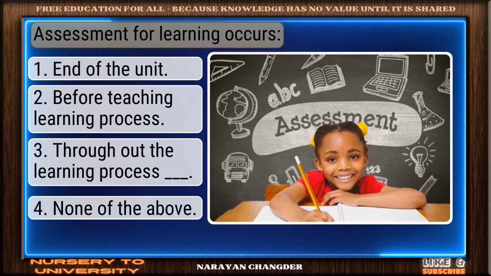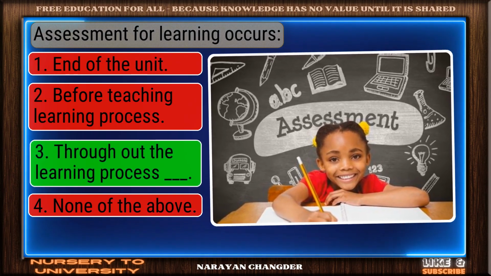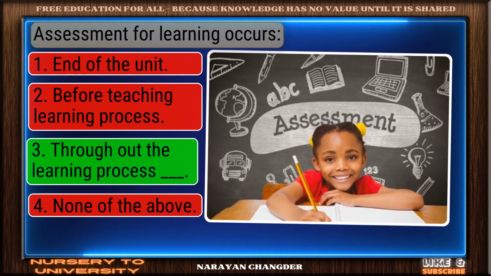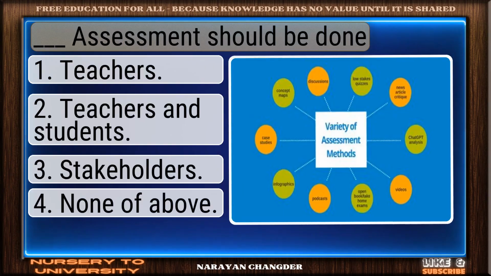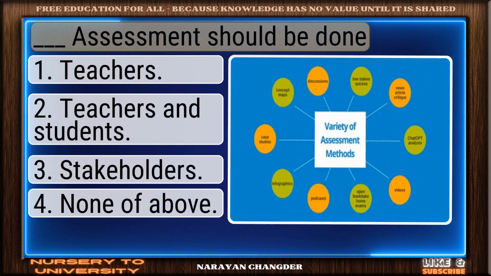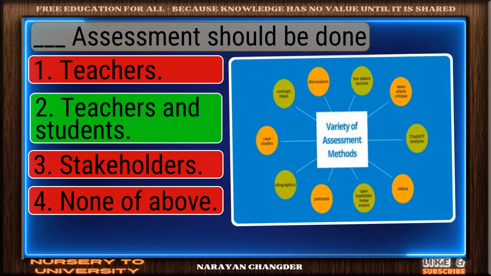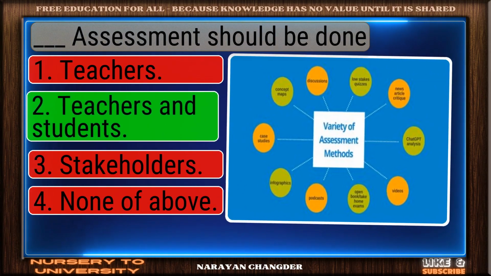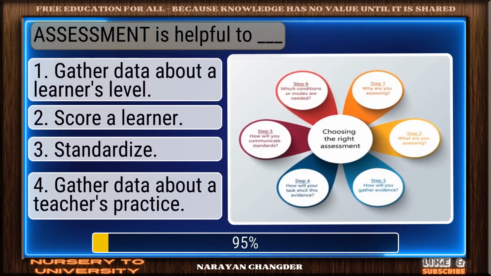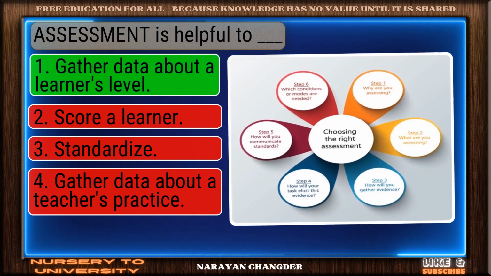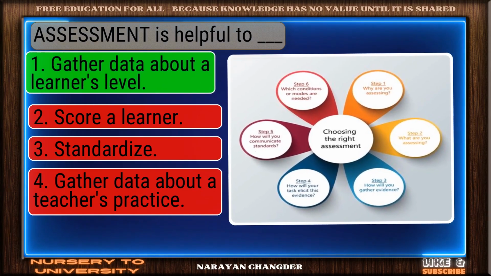Assessment for learning occurs. Correct response. Throughout the learning process, dash, is the most accurate answer. Dash assessment should be done. Good thinking. Teachers and students is the right answer. Assessment is helpful to dash. You're right. Gather data about a learner's level is the correct answer.